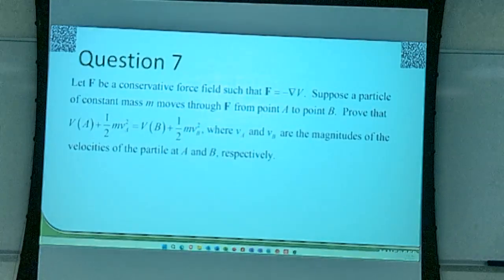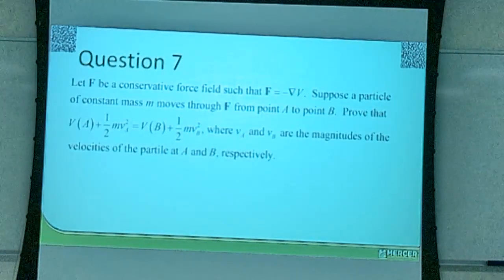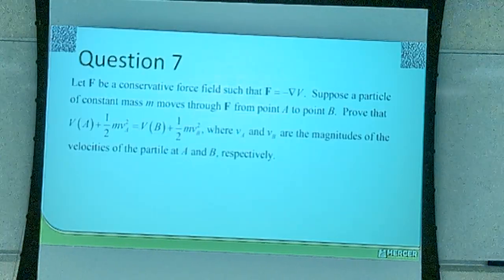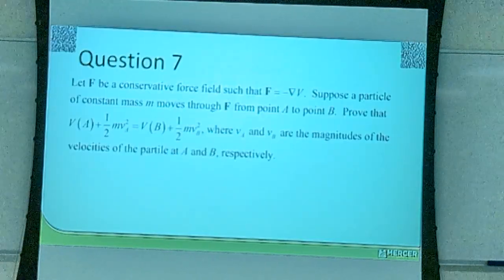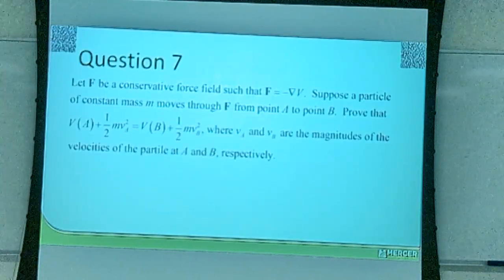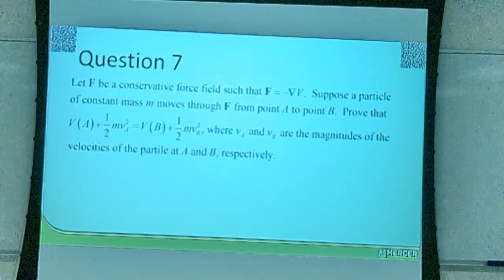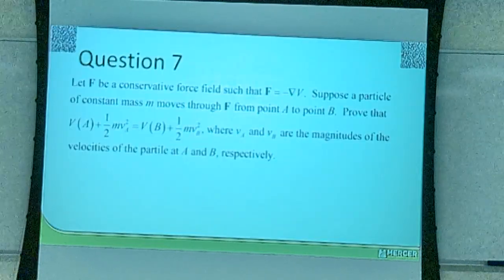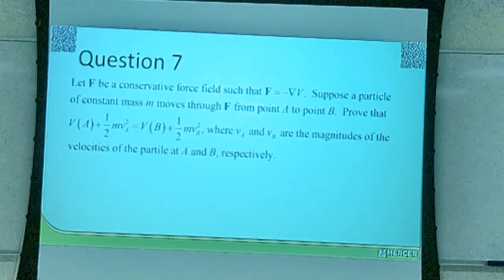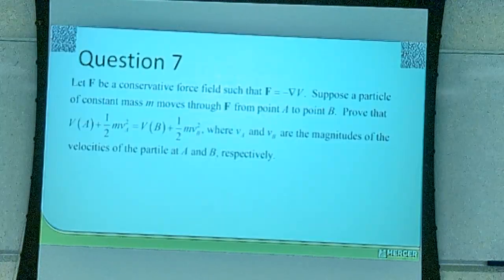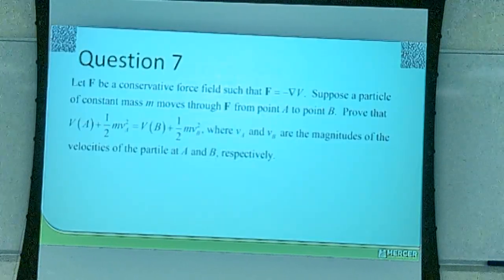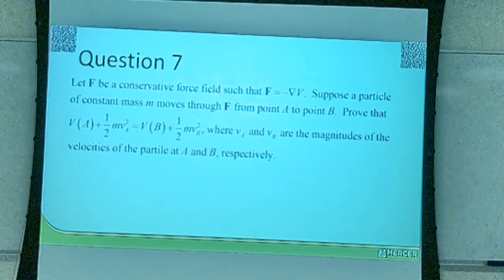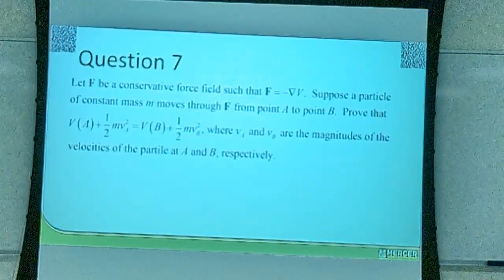So let F be conservative, such that F is negative del V for some potential V. Suppose a particle of mass m moves through F from point A to point B. Prove that V of A plus a half m v_A squared is equal to V of B plus a half m v_B squared, where v_A and v_B are the magnitudes of the velocities of the particle at A and B respectively. Does that look familiar?